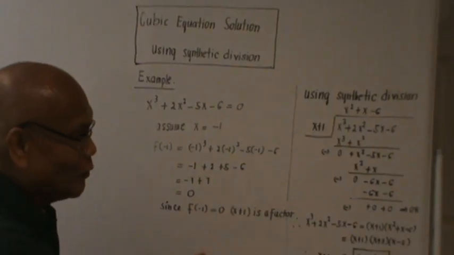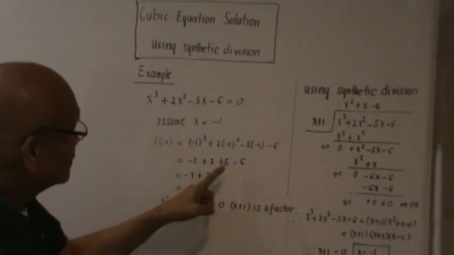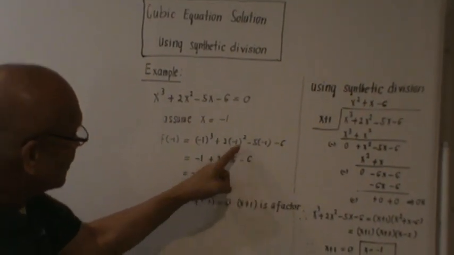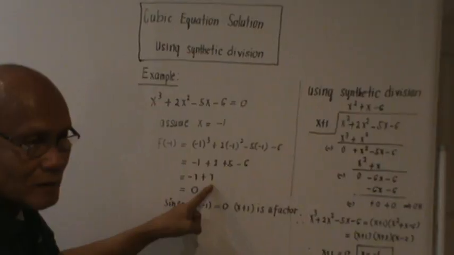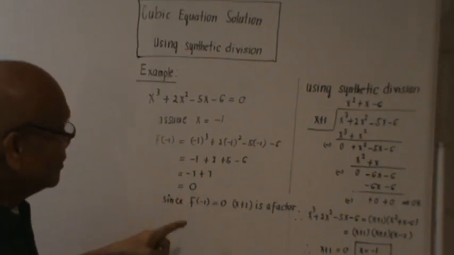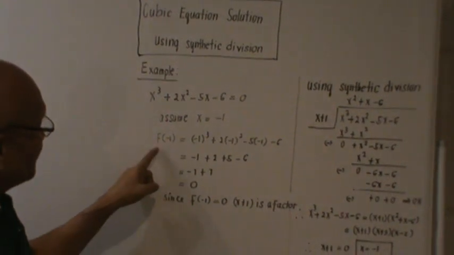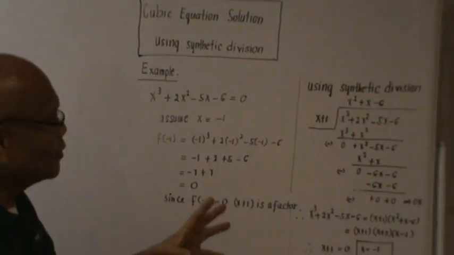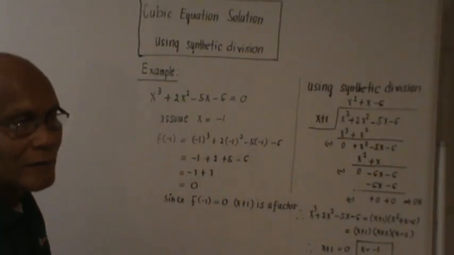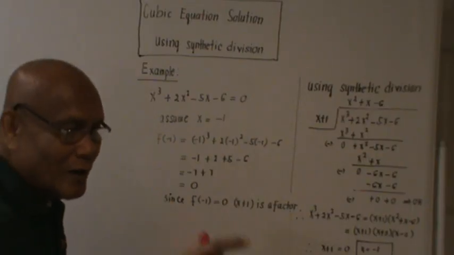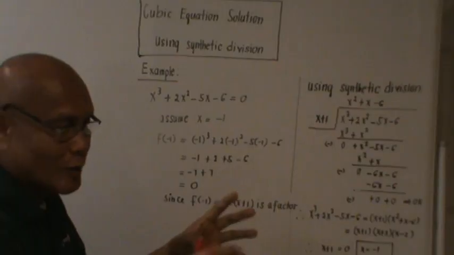And if we try to simplify this one, negative 1 and negative 6 will be negative 7. Plus 2 plus 5 will be plus 7. And minus 7 plus 7 is equal to 0. If the resulting f of negative 1 is actually 0, the assumed first value of x is actually correct. So we are now near the solution of this one. We now already know the first value of x.